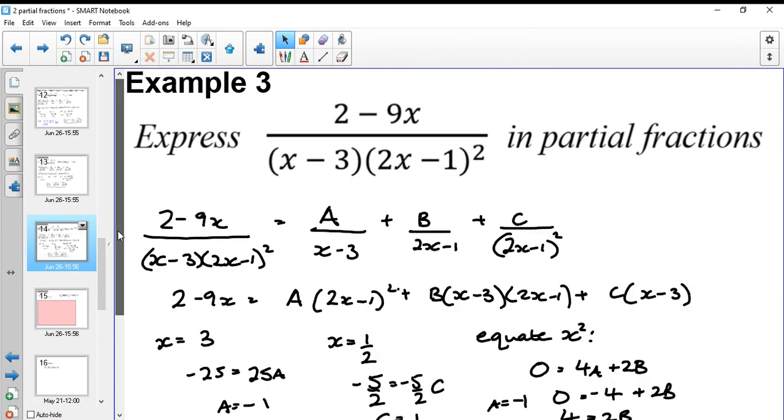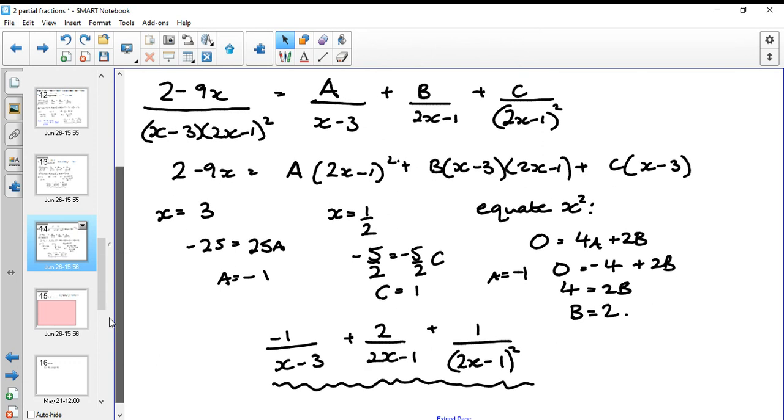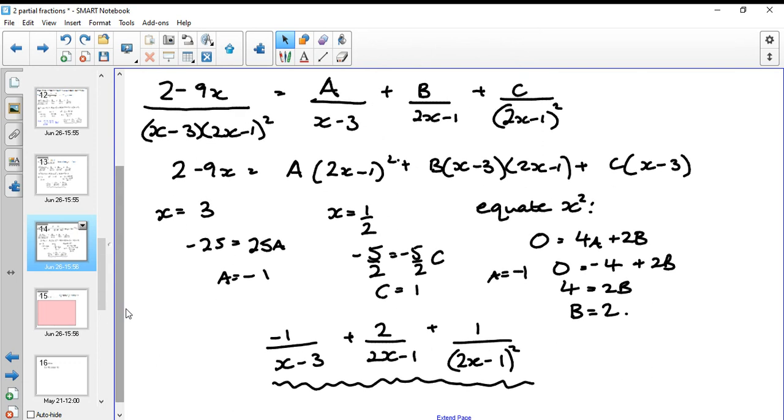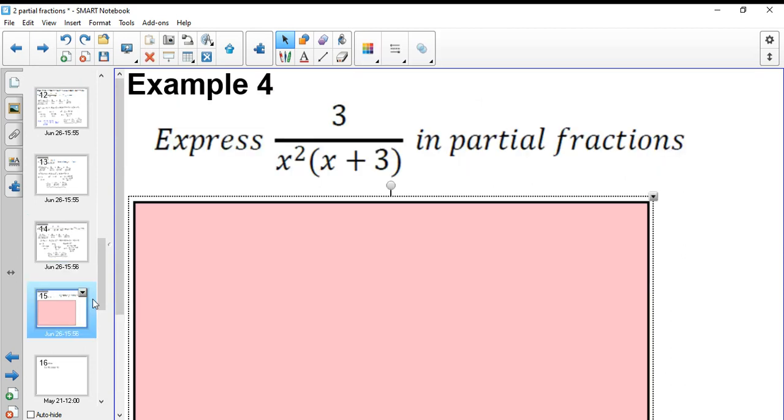Okay, here's my solution. So you can see I've substituted 3 in and a half. That gave me 8 minus 1 and 1 for my A and C, and then I've equated the x squareds to give me my final answer. Okay, and then one more. So again, pause the video and have a go at this one.